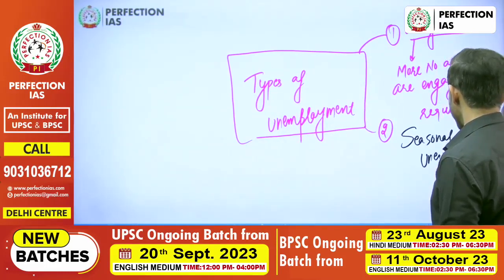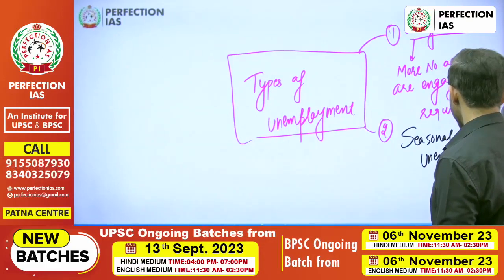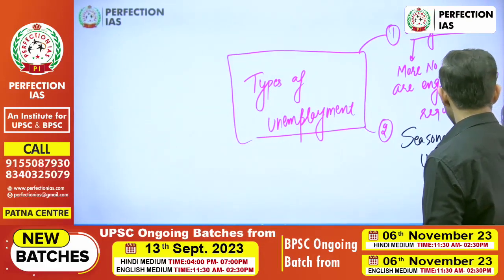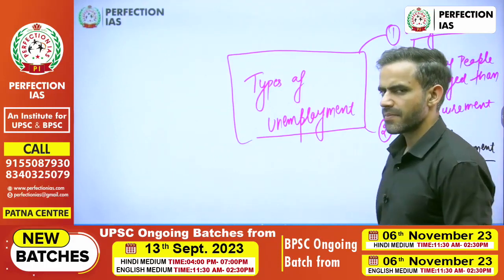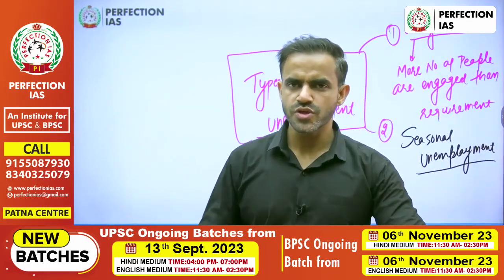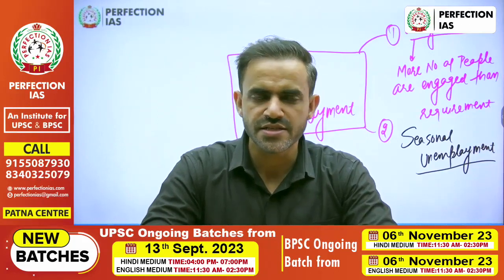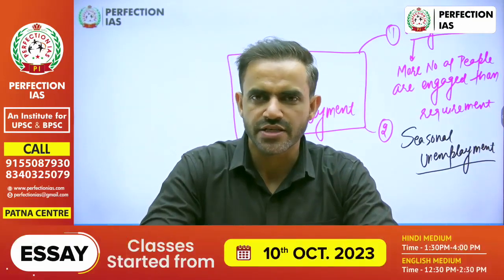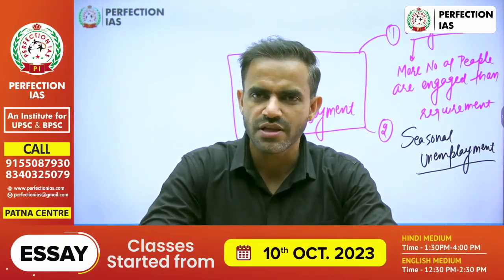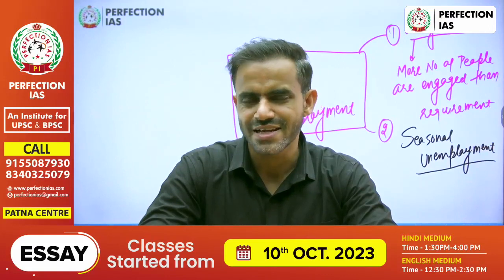Okay, second type is seasonal unemployment. For example, the people will receive employment opportunities during a specific season only. For example, the people engaged in, say, wedding activities. Since weddings are in a specific season only, therefore they will get employment during that time only.